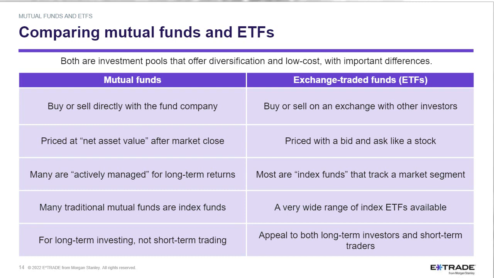The third bullet point for mutual funds, they're actively managed for long-term returns. There's people making decisions behind the scenes. Whereas with ETFs, they're basically, like I said, you're along for the ride. If the stocks within that ETF do well, then you did well. If they do bad, you do bad. It's not, wow, my managers really did a bad job of managing it. You are the manager. Many traditional mutual funds are index funds.